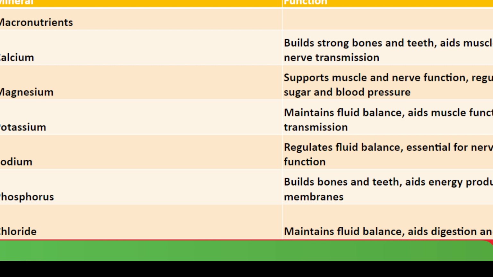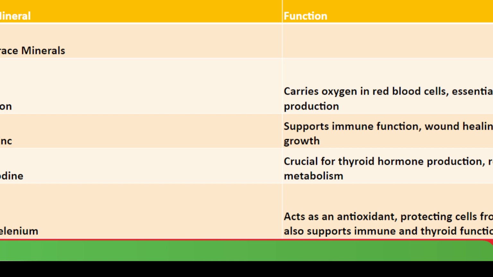phosphorus here builds bones and teeth and aids energy production and cell membrane. You know how we have phosphate groups and everything, so that could be one of its functions, that it can release a phosphate group, the phosphorus. And chloride here, chloride ion is a negatively charged ion, so it maintains the fluid balance, it aids in digestion and pH balance.